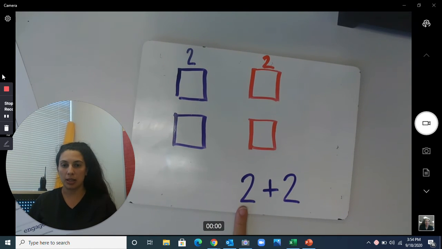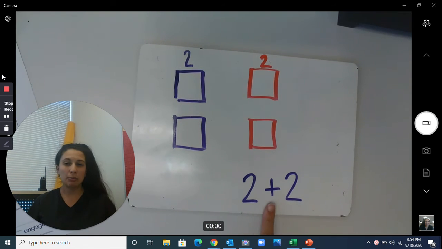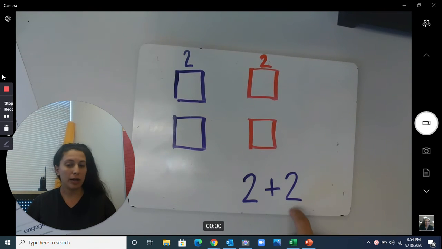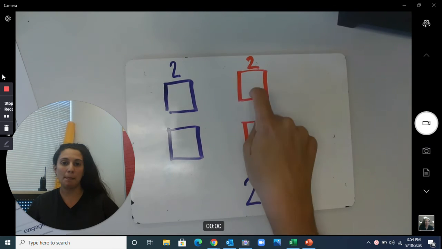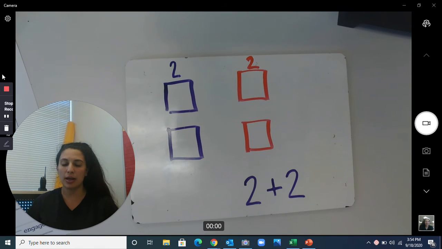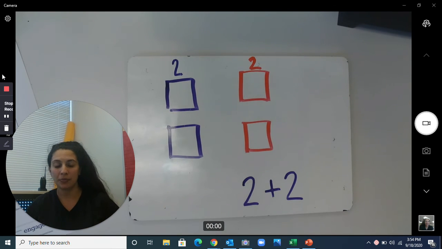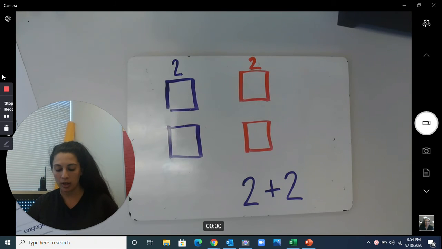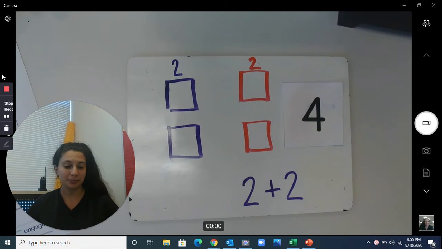So what does this tell me? What does this 2 tell me? That I have 2 purple boxes. What does the plus tell me? That I'm putting more in. And what does the last 2 tell me? That I have 2 red boxes. So how many boxes do I have all together? Let's count them out. 1, 2, 3, 4. So I have 4 boxes all together, and my number 4 looks like this. That is my number 4.